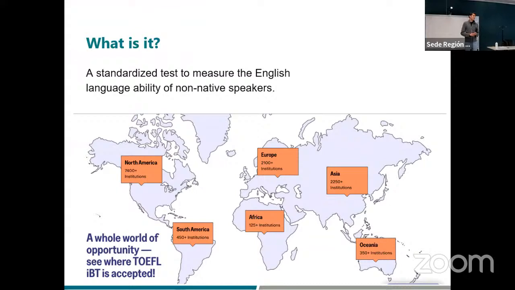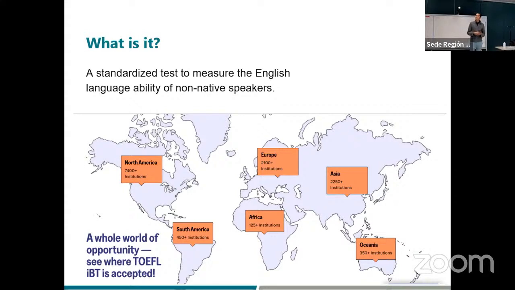Okay, first of all, what is TOEFL? We always abbreviate this test with the word TOEFL. It refers to a standardized test or an evaluation to measure the English language ability of non-native speakers. So this is very important for Mexican students who want to pursue studies abroad. And this is a very useful certification to prove that we all have a standardized level.